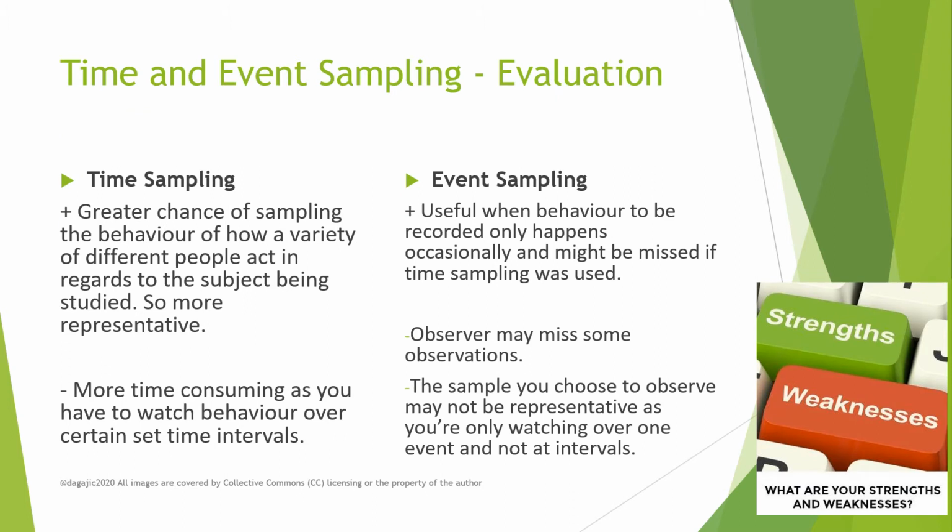So let's evaluate time and event sampling. So time sampling, there's a greater chance of sampling the behaviour of how a variety of different people act. So it's much more representative, but it's more time consuming as you have to watch behaviour over certain set time intervals. Event sampling is useful because when behaviour is recorded and it only happens occasionally, you might miss it if you were using time sampling. With event sampling, though, the observer still might miss some observations, and of course the sample you choose to observe may not be representative, as you're only watching over one event and not at all intervals.